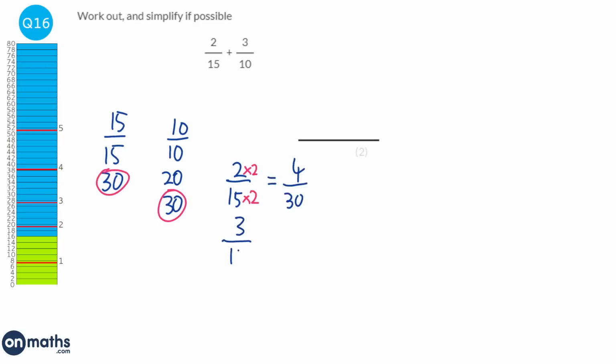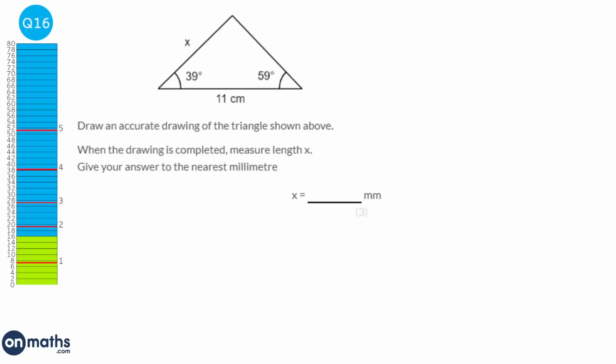And for 3 over 10, we just times top and bottom by 3, which would make 9 over 30. So we can rewrite this question as 4 over 30 plus 9 over 30. When the bottoms of the fractions, the denominators are the same, we just add the tops, we add the numerators. So that would be 13 over 30. Can we simplify it? Well, 13 is a prime number and 13 doesn't go into 30. So our answer is 13 over 30.